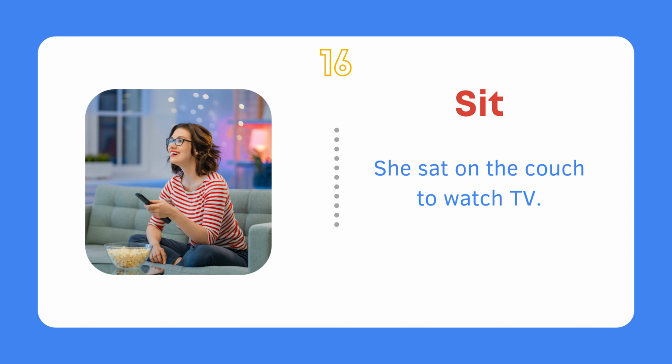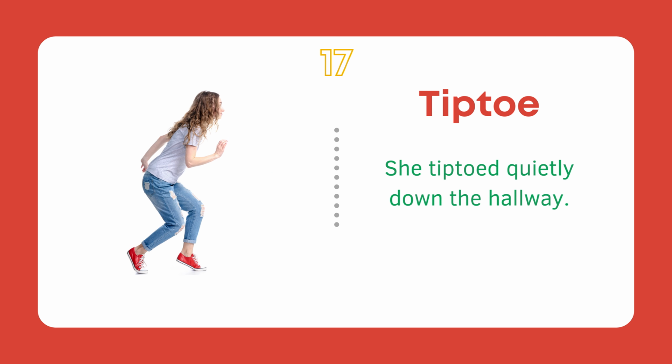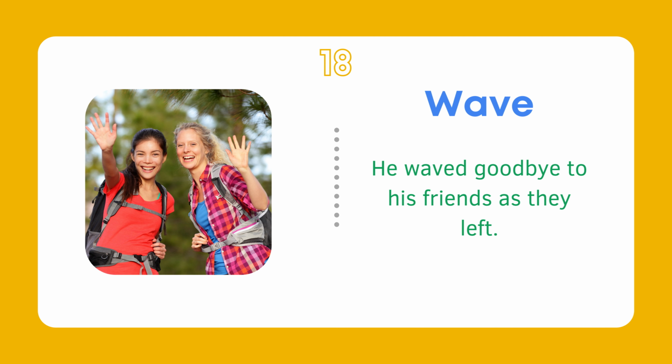Sit. She sat on the couch to watch TV. She sat on the couch to watch TV. Tiptoe. She tiptoed quietly down the hallway. She tiptoed quietly down the hallway. Wave. He waved goodbye to his friends as they left. He waved goodbye to his friends as they left.